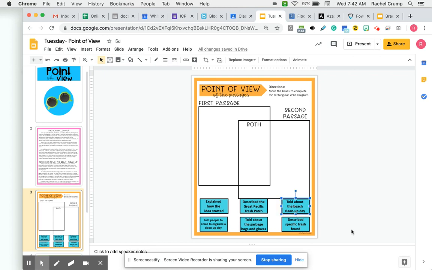Told about the beach cleanup day. First passage, second passage, or both? Described specific trash that was found on the beach. First passage, second passage, or both?